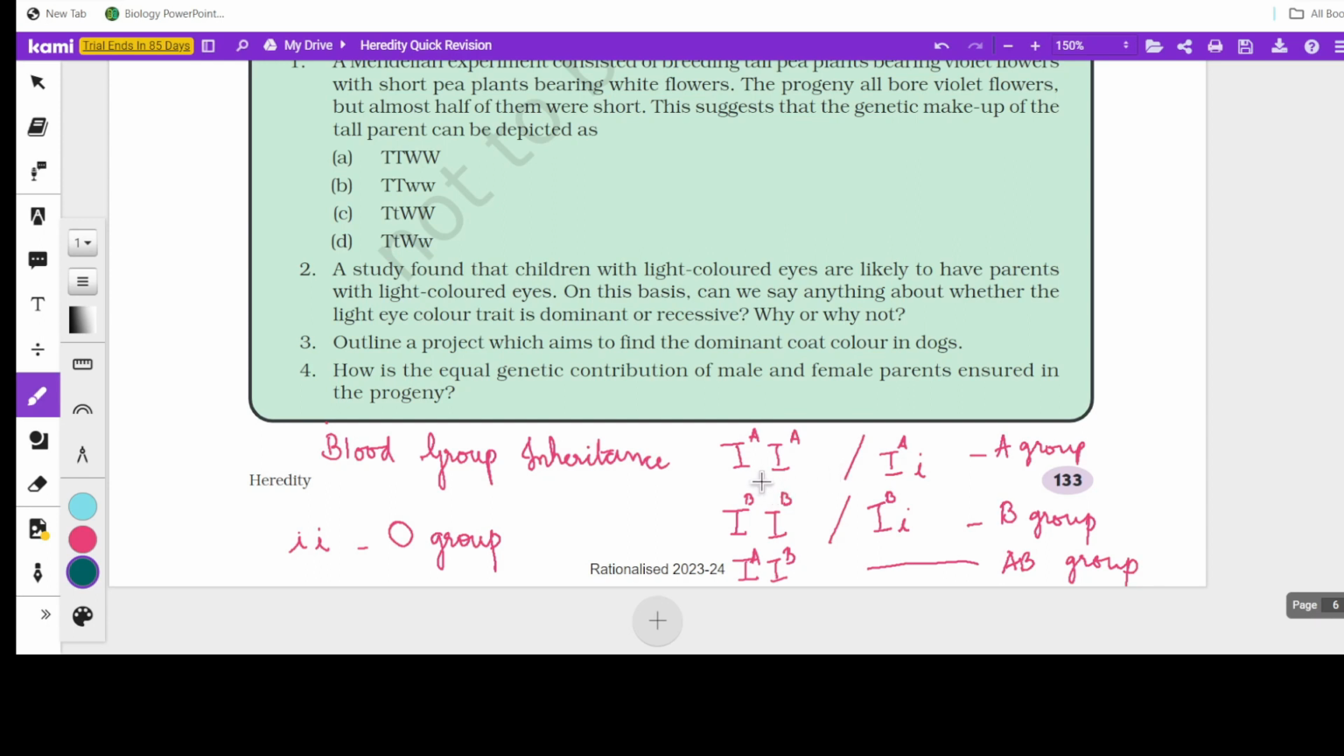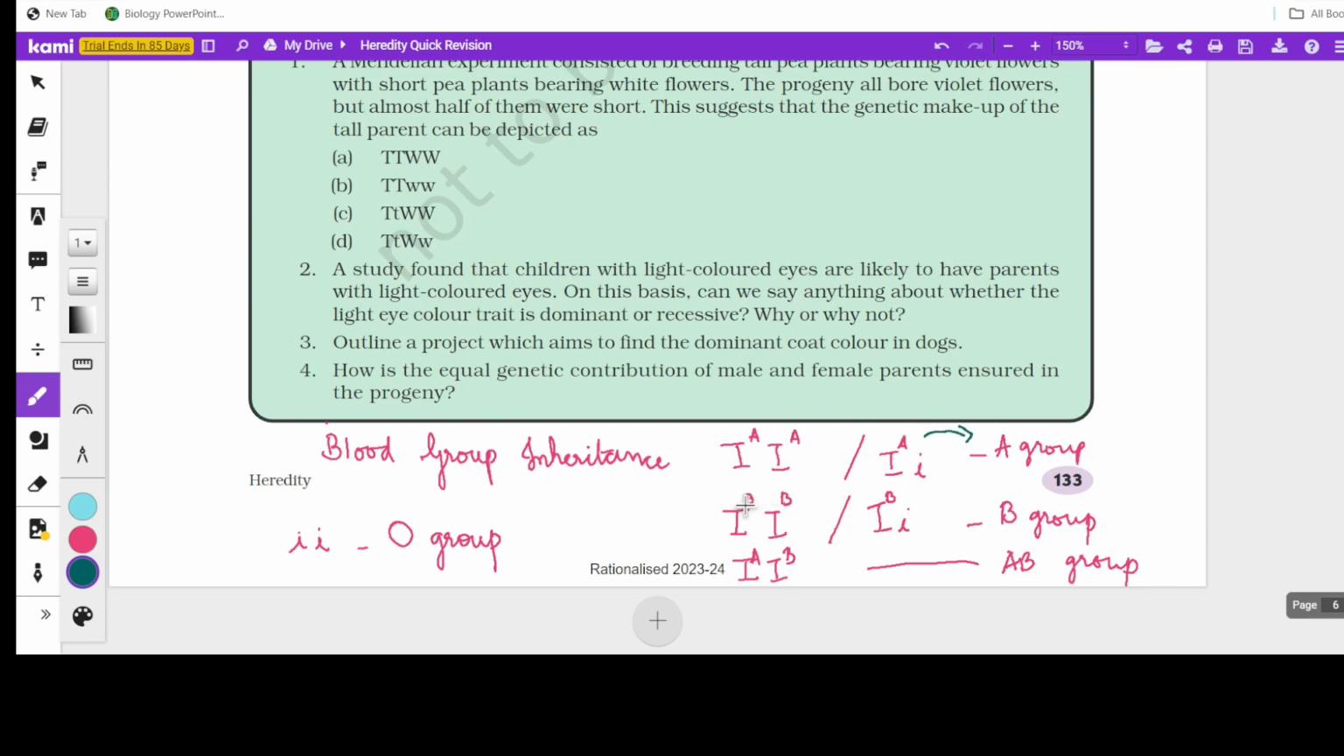I hope you will be able to follow this. If a person has A group, he or she can have either of these types: homozygous, that is both dominant, IAIA, or heterozygous, that is one dominant and one recessive. And you know, if one dominant is present, that trait will be expressed. So it is A group.